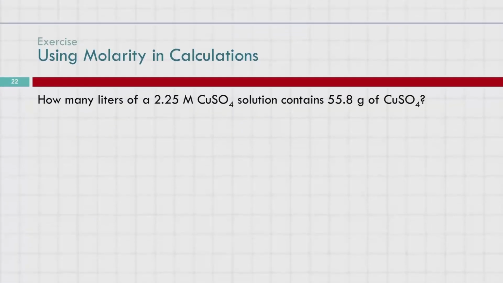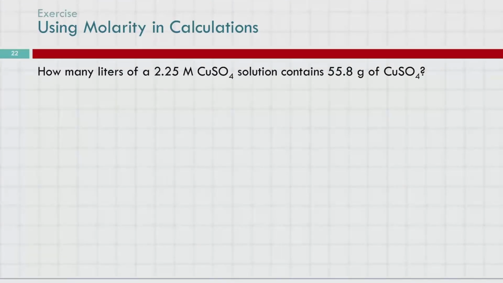All right, one for you to try. How many liters of a 2.25 molar copper sulfate solution, copper 2 sulfate solution, contains 55.8 grams of CuSO4? And since we just encountered it for the first time today, molarity equals moles over liters. And I'll give you some time to give that a try.